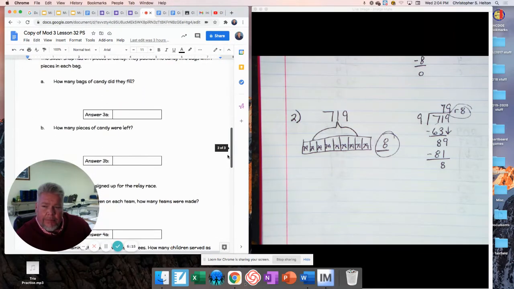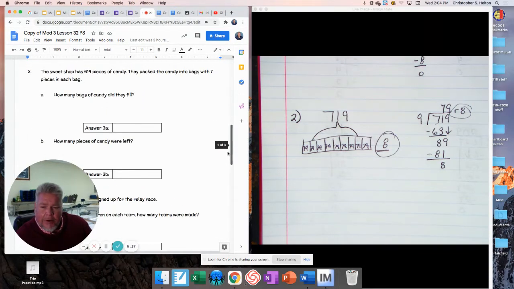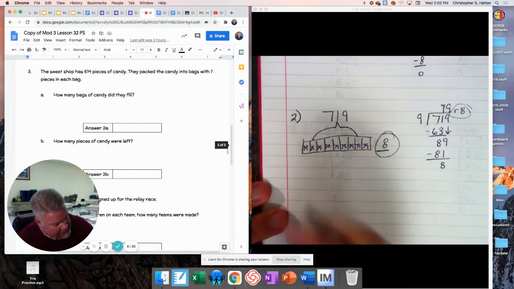Number 3. It's got several parts to it. 3 says, the sweet shop has 614 pieces of candy. They pack the candy into bags with 7 pieces in each bag. How many bags of candy did they fill? Okay, so this one is going to look a little bit different, isn't it? Let's get started on it here.